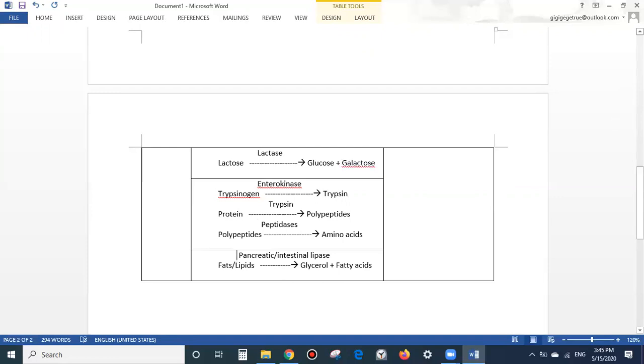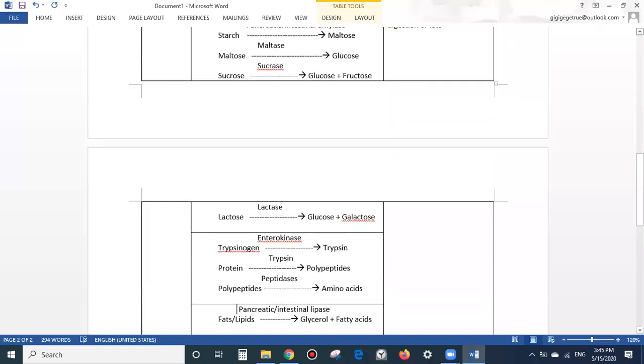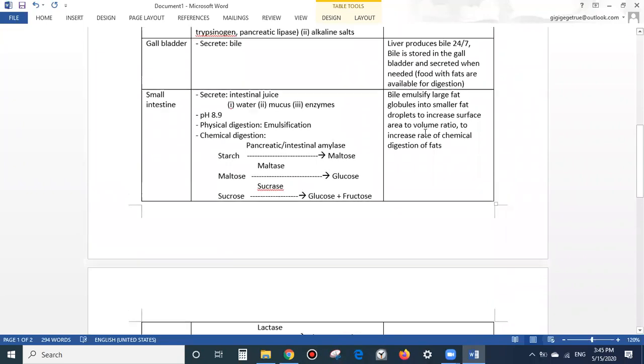So like the fats part, do I need to write the bile? Bile is over here. Bile is involved in emulsification. It's involved in physical digestion, not chemical digestion. Oh, okay.